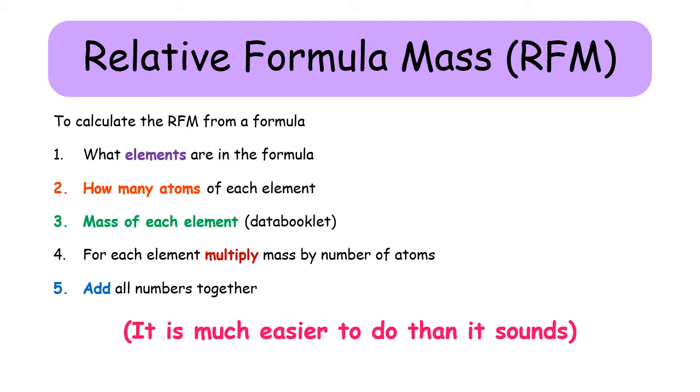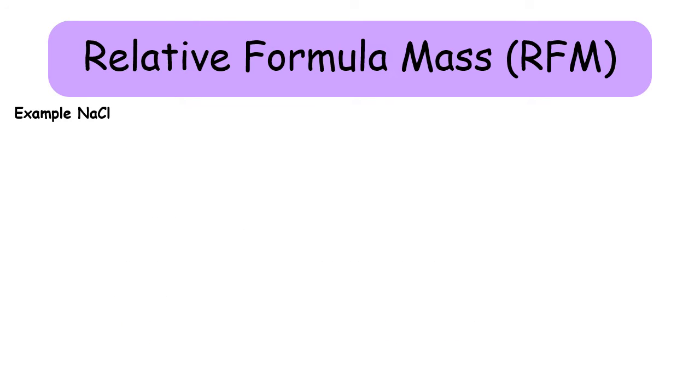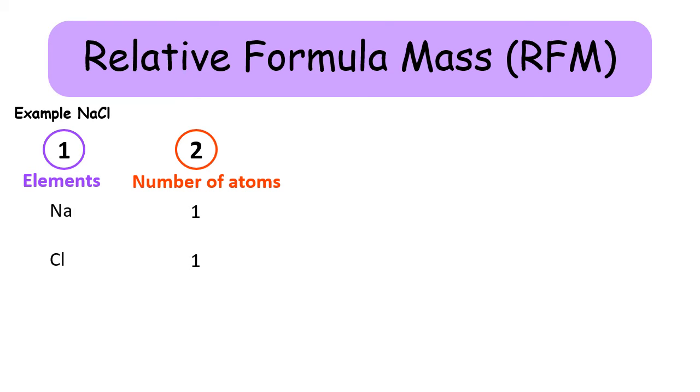Now, it's much easier seeing it done in practice than it is to have it explained in words. So what I've got are a few worked examples and then some practice questions for you to try. So our first one is sodium chloride. Now from the formula, every capital letter is the start of a new element. So in this one, we've got two elements. We've got Na and we've got Cl. Now from the formula, there's no numbers written after either of those symbols. So that just means that there's one of each of them.